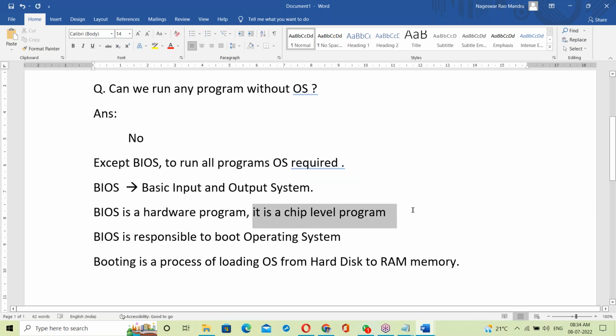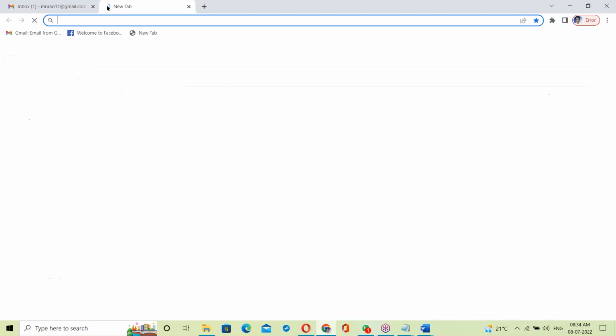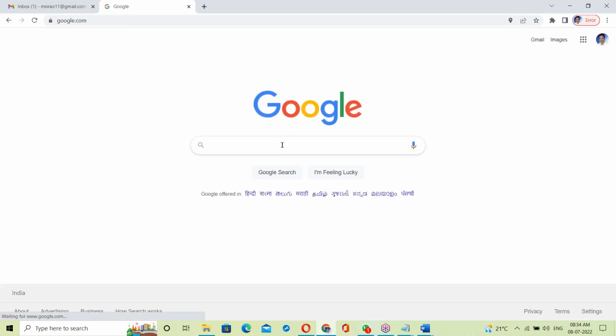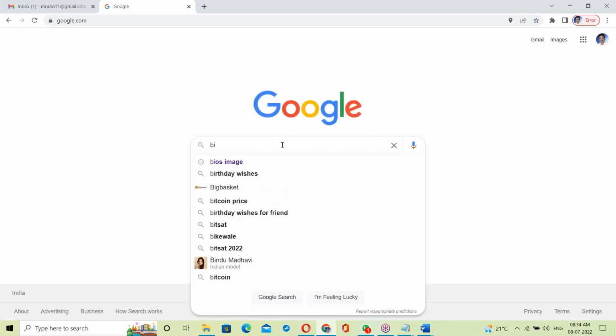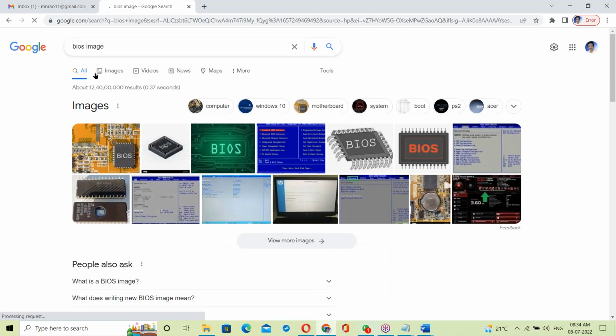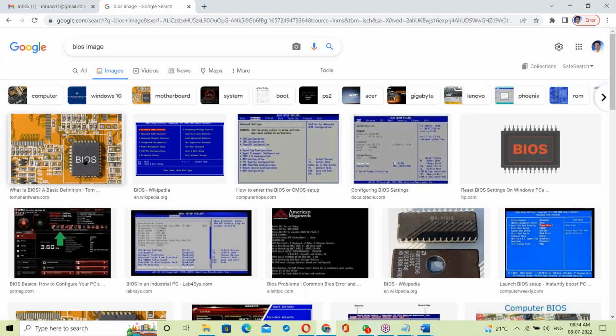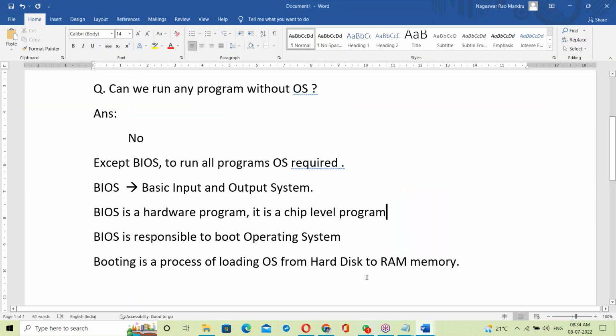It's a chip-level program. In the motherboard, this is the BIOS chip. Let me show that BIOS chip. This is the BIOS chip, and it contains the BIOS program. Before the OS starts, first of all BIOS starts. Once you power on your computer, first BIOS starts.